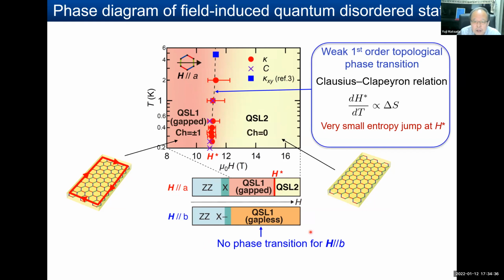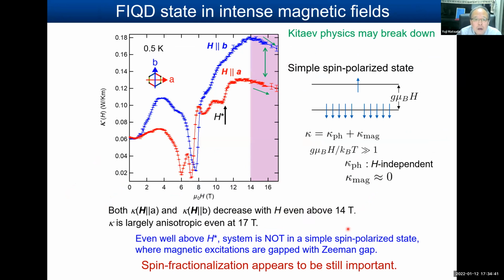Then we also measure the thermal conductivity at high field up to 17 Tesla. Actually, we observe two interesting phenomena. Both kappa with magnetic field parallel to the A axis and the B axis decrease with H, even above 14 Tesla. Moreover, the thermal conductivity is largely anisotropic, even at 17 Tesla, well above the Néel temperatures.